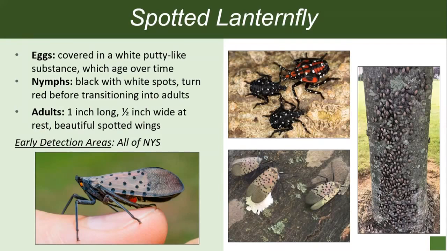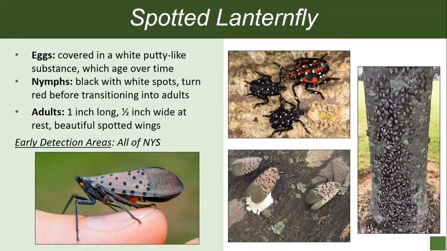This species is a very big concern because it has many different host plants that it feeds on. So this includes hops, maple trees, grapevines, apple trees, and many other ecologically important native species, as well as agriculturally important species. So there's a huge ecological and economic impact associated with spotted lanternfly.